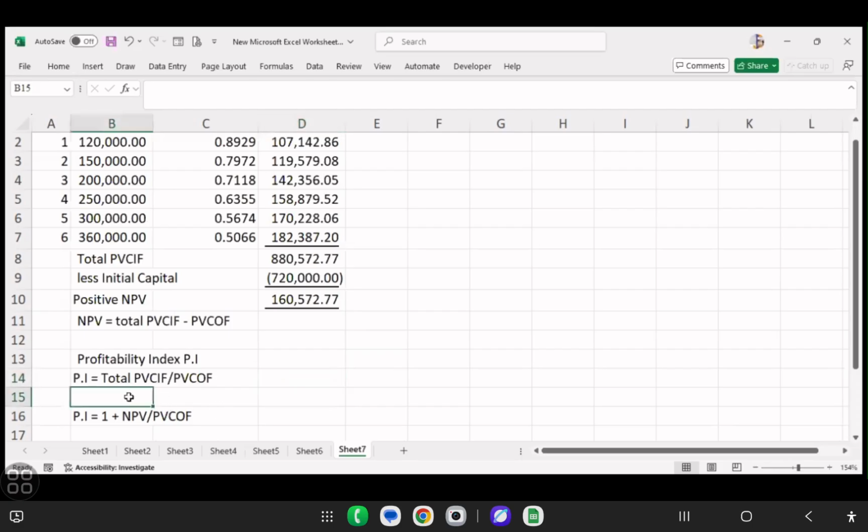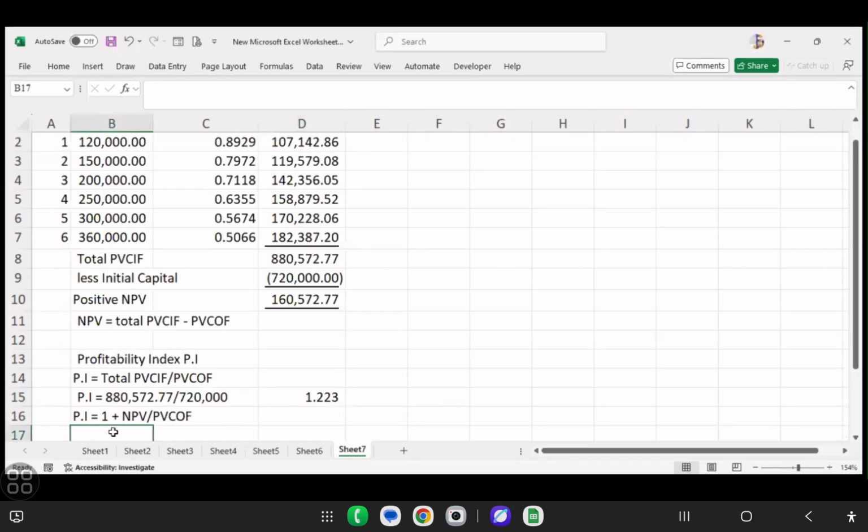In this case, we can comfortably say that our present value cash inflow, or the profitability index is equal to 572.77. We divide by 720, like that. How much is it? It is equal to this divided by the initial capital outlay. That gives me 1.22. I can give it to 3 decimal places, 23.